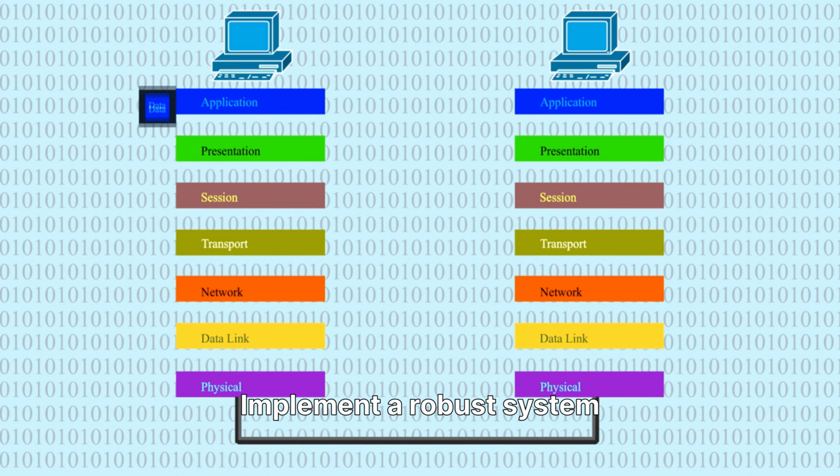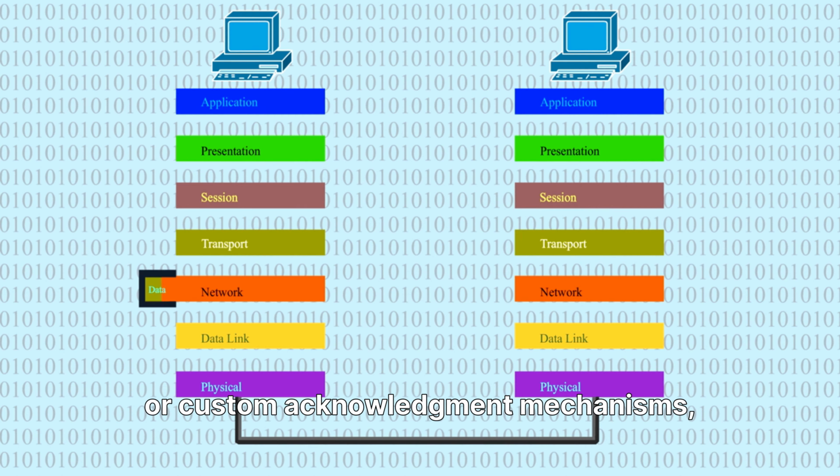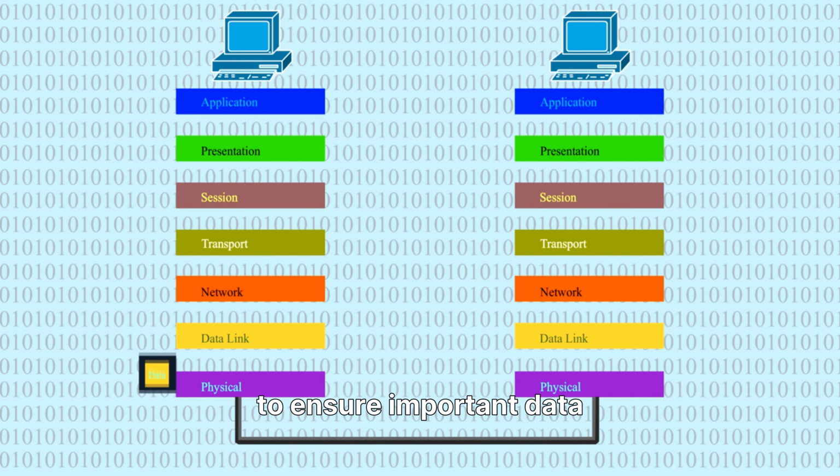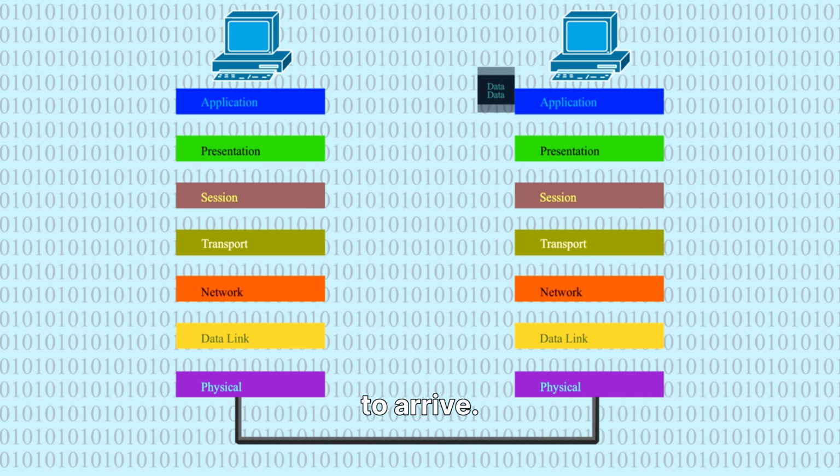Implement a robust system for handling packet loss, such as reliable UDP or custom acknowledgement mechanisms, to ensure important data reaches its destination. While UDP is fast, it's unreliable. Adding a layer of reliability ensures that critical game data, like player commands or health updates, is guaranteed to arrive.